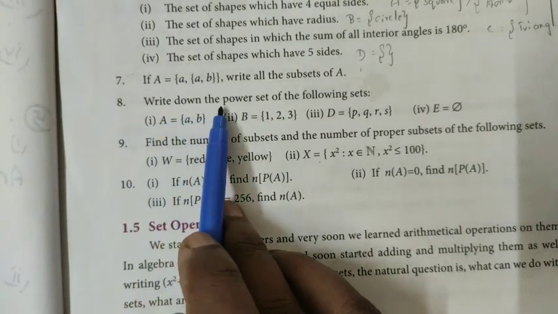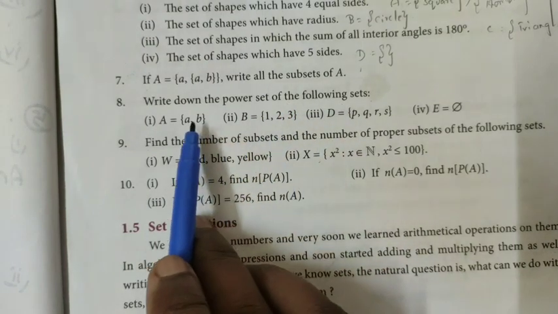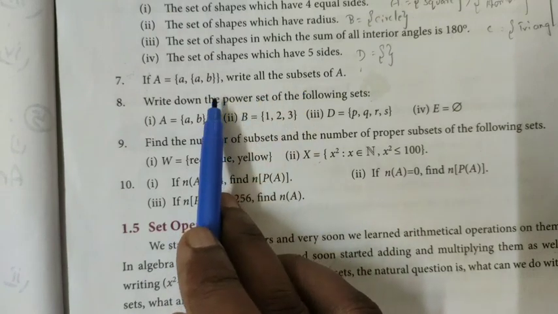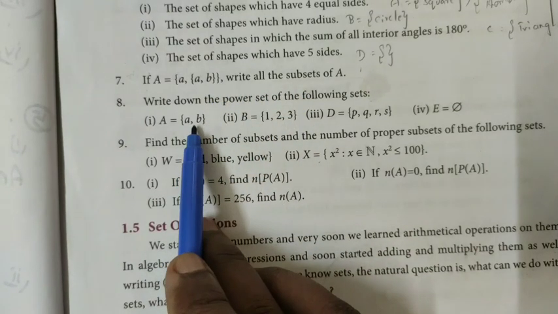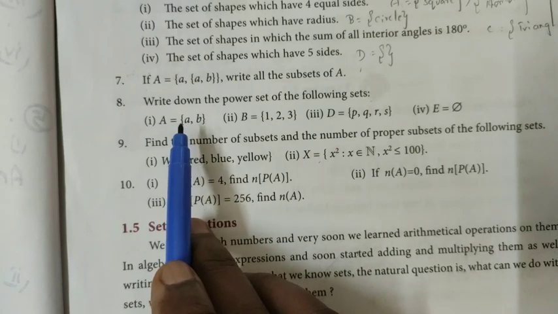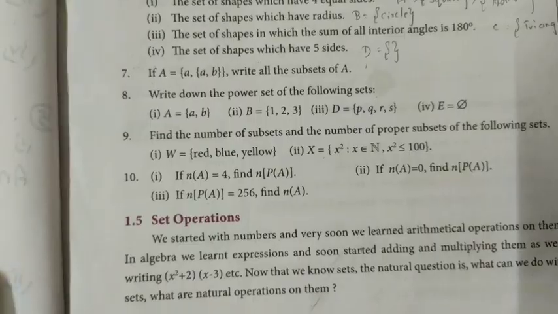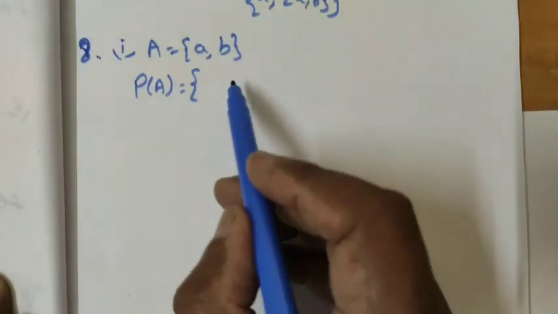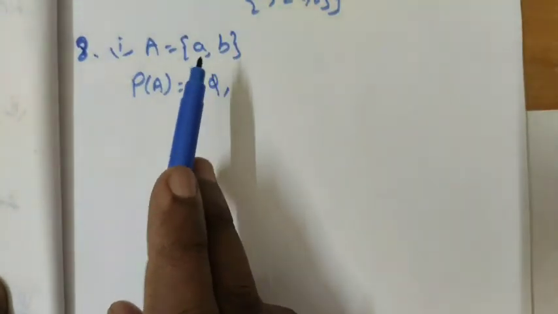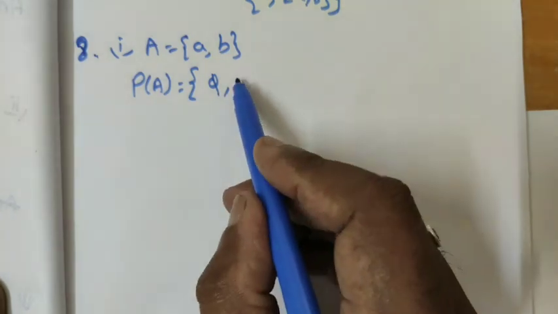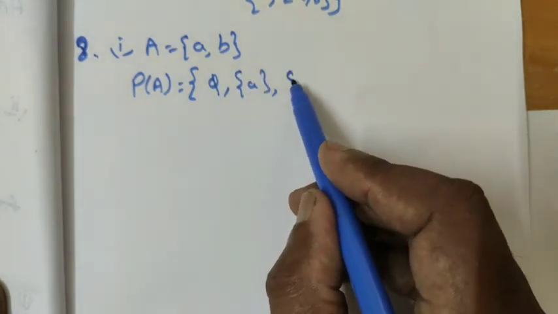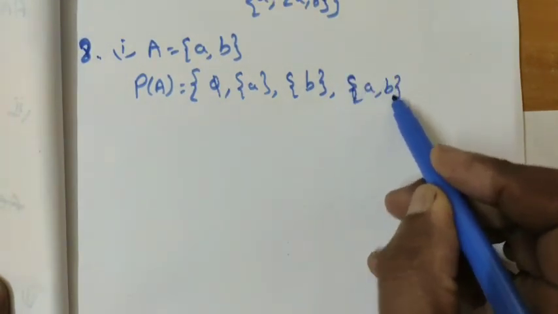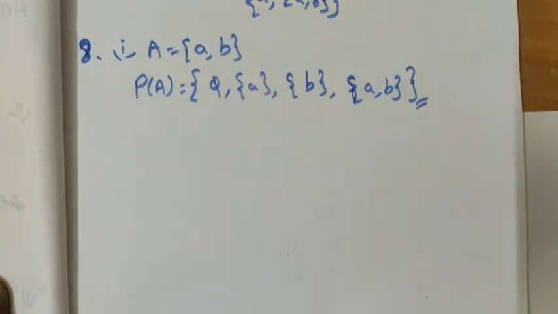Next question number 8. Write down the power set of the following sets, right? As what we have done in the subsets, the same we have to write here also, but the set should be written within a curly bracket, right? So let's see. The power set P of A is equal to, within a curly bracket, first set is phi. What we have written there before, that is subsets, as it is we have written: {a} as one set and {b} as another set, and both a and b combined together, and close the curly bracket. This is the power set.